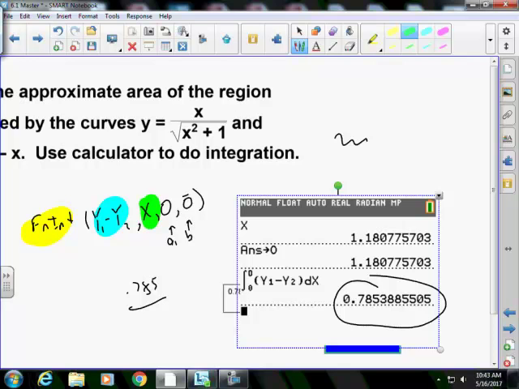I'm going to integrate with respect to x, and then my a value, my lower bound, and then my higher bound. So we did from 0 to pi over 4. Then hit enter, and then again, you'll still get this answer of 0.785. That's again using the older software. So let's move on to the next slide.